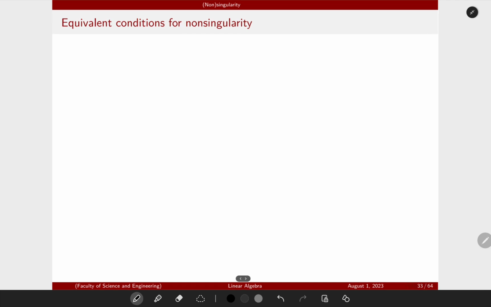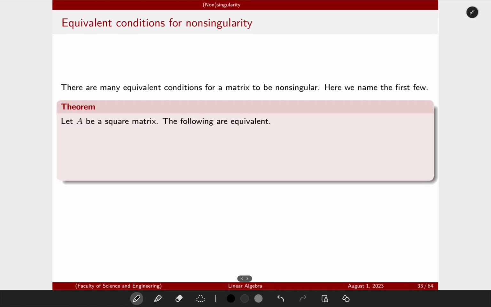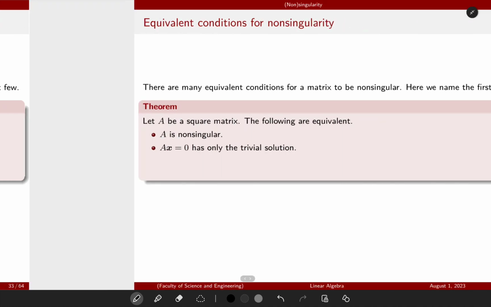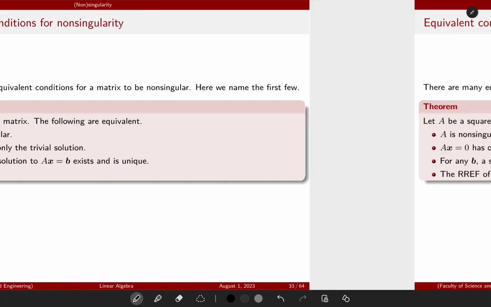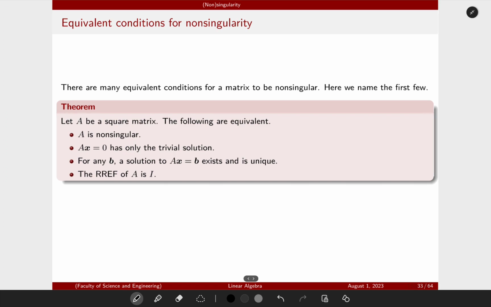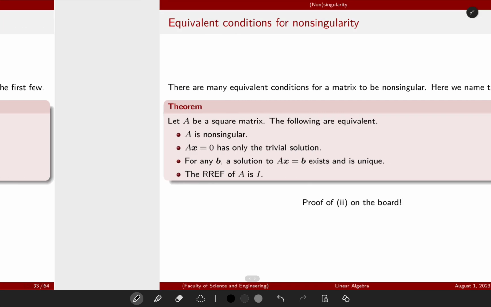Okay, and now there are some equivalent conditions for non-singularity. There are many more, but here we just covered the first few. Let A be a square matrix, then the following are equivalent. That means if any of the conditions is satisfied, then all the others are also satisfied. First one is A is non-singular. Then Ax is 0 has only the trivial solution. For any B, a solution to Ax equals B exists and is unique. And the row-reduced echelon form of A is identity.